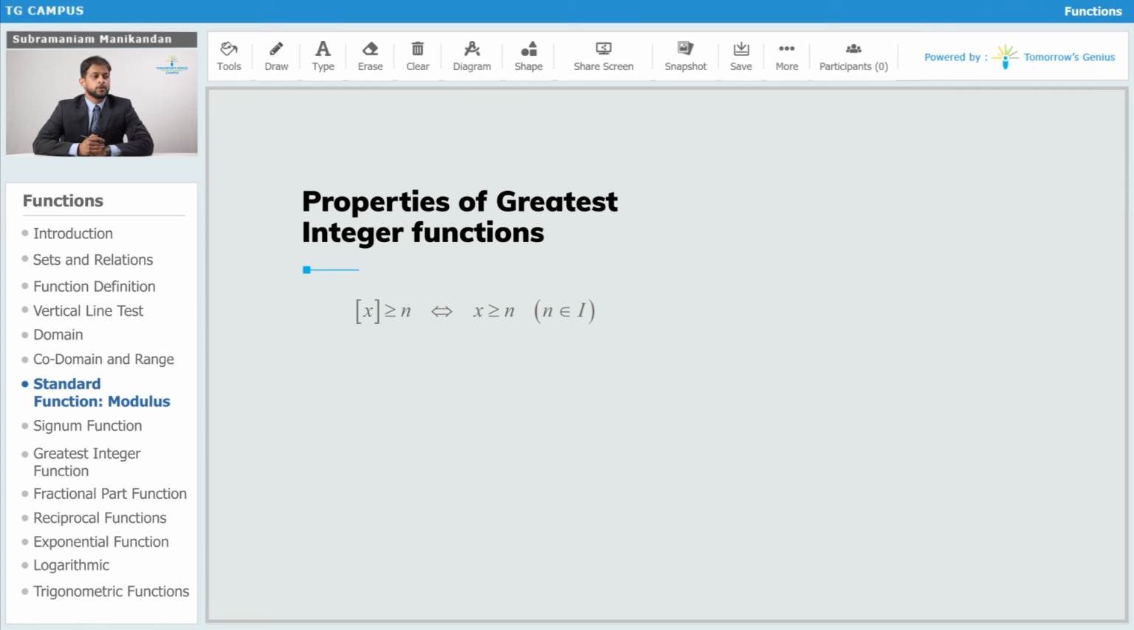Next property: if box x is greater than or equal to a particular integer n, then x itself is greater than or equal to n. It's not always obvious, as we can see from this example. x equals 5.4, n is equal to 3, so that you get box x is equal to 5, and that is greater than or equal to 3, right? That means 5.4 is greater than or equal to 3.